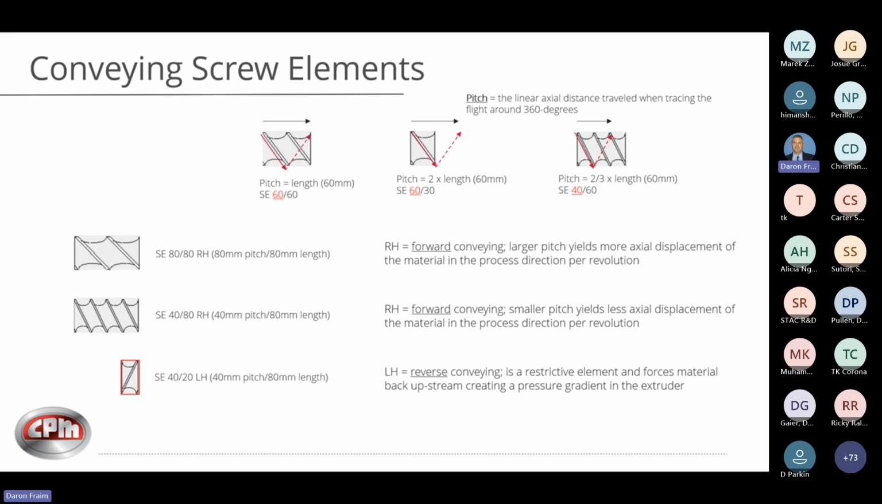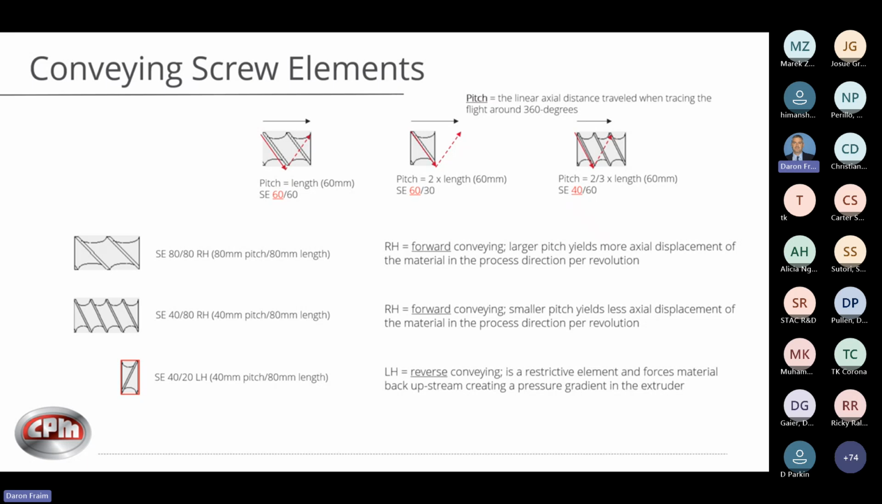Then you have an SE 6030. It's 30 length, but to make that complete 360 revolution, you'd have to travel another 30 millimeters. So that's an SE 6030. And then there's a 4060. Again, you're traveling 2/3 of the full length to go one revolution to trace that flight around. So that's an SE 4060. Now the larger pitch obviously has larger channel volume, but also will yield greater axial displacement in the process direction per revolution.